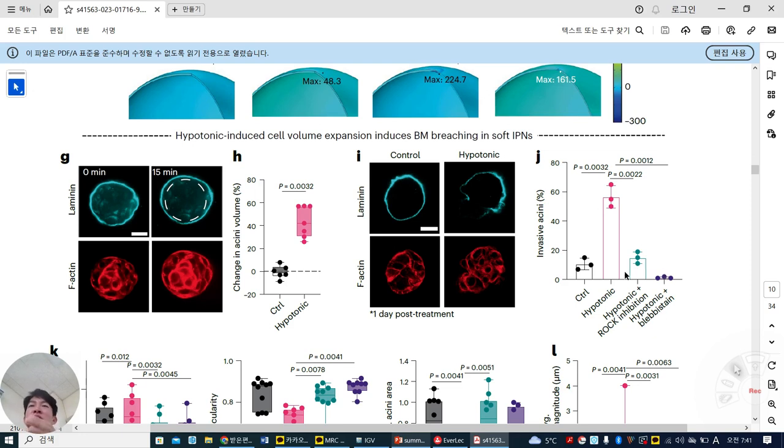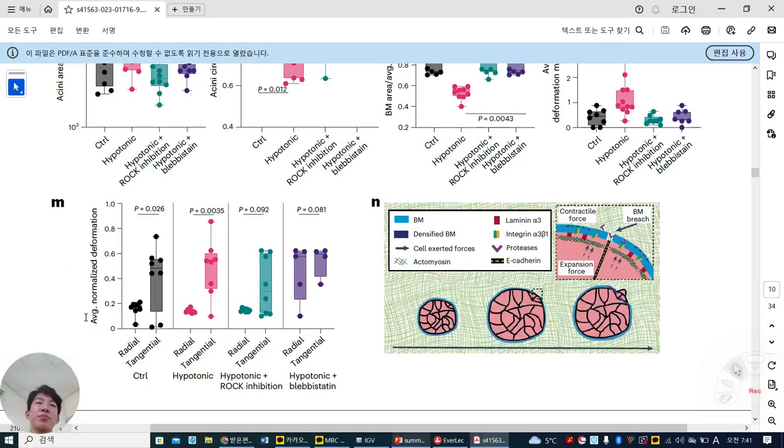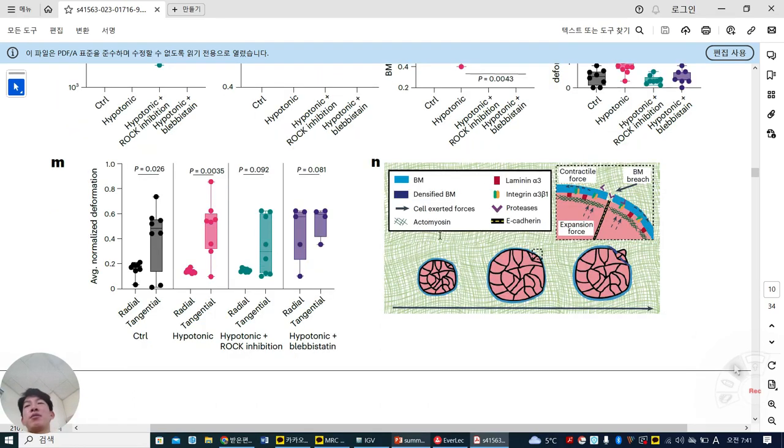So overall, they want to say that in high stiffness or when cell volume is enhanced, ROCK and actomyosin contractility are highly activated in certain conditions. And this is the same manner: up, down, down, up, down, up, up, down. They all confirm this previously found phenomenon by hypotonic treatment and all the inhibitors. More change, and their change is relatively gone. And finally, they made this figure.